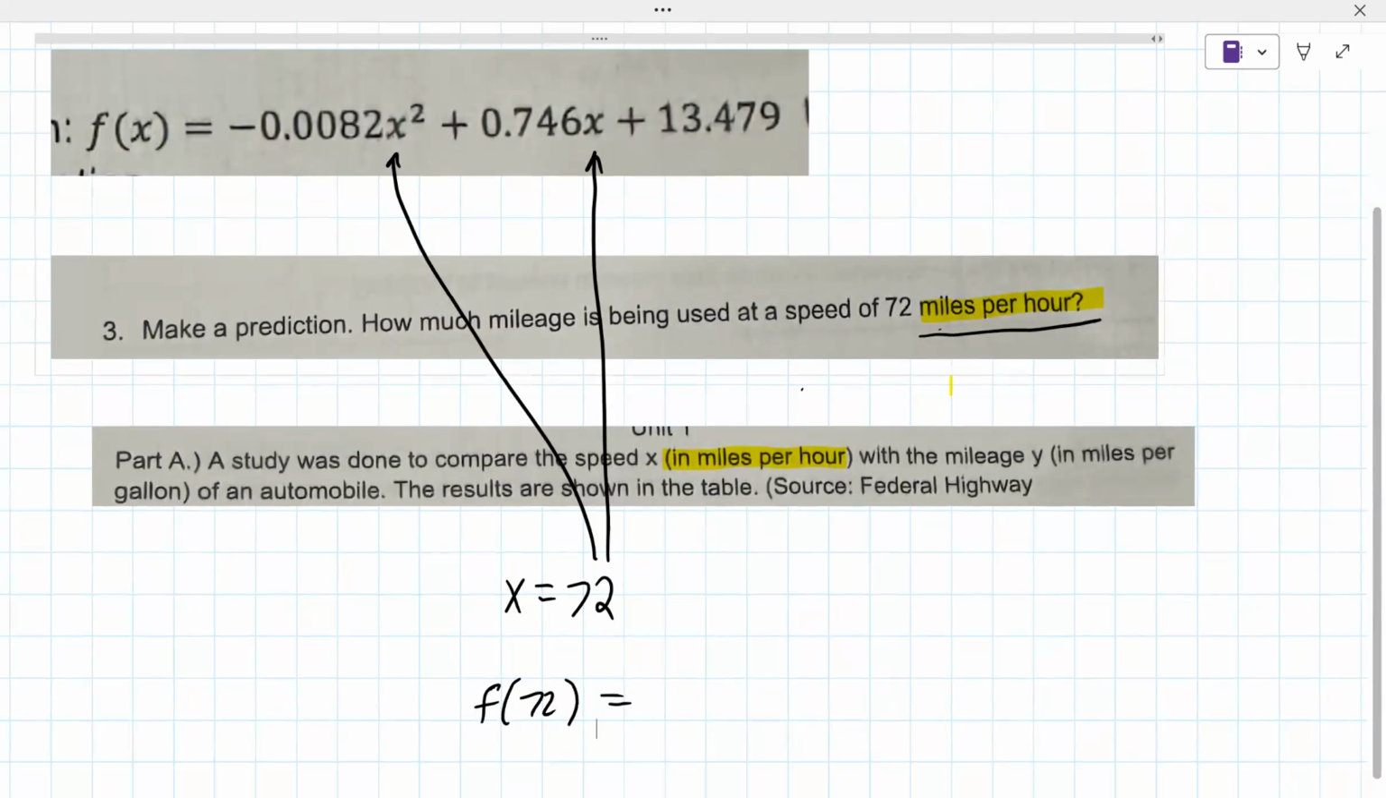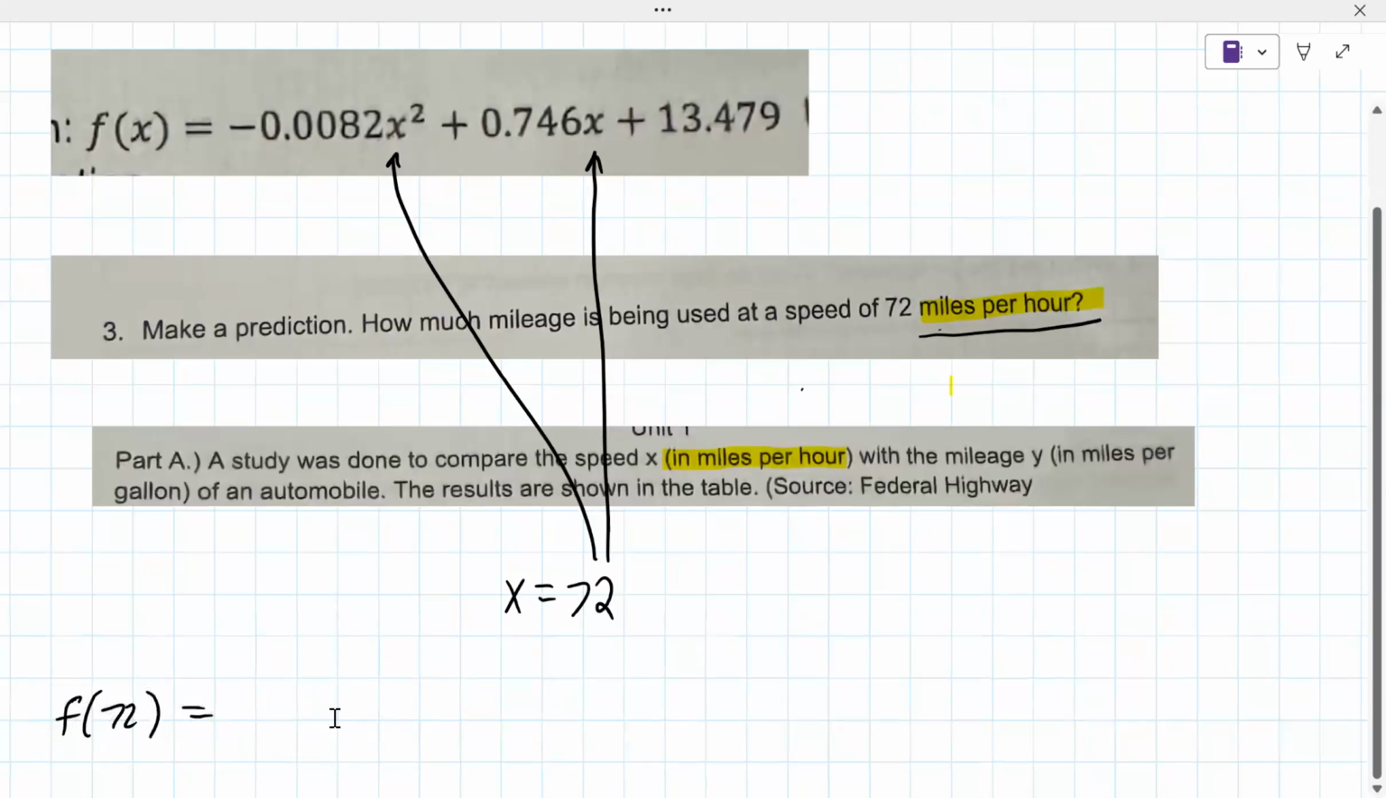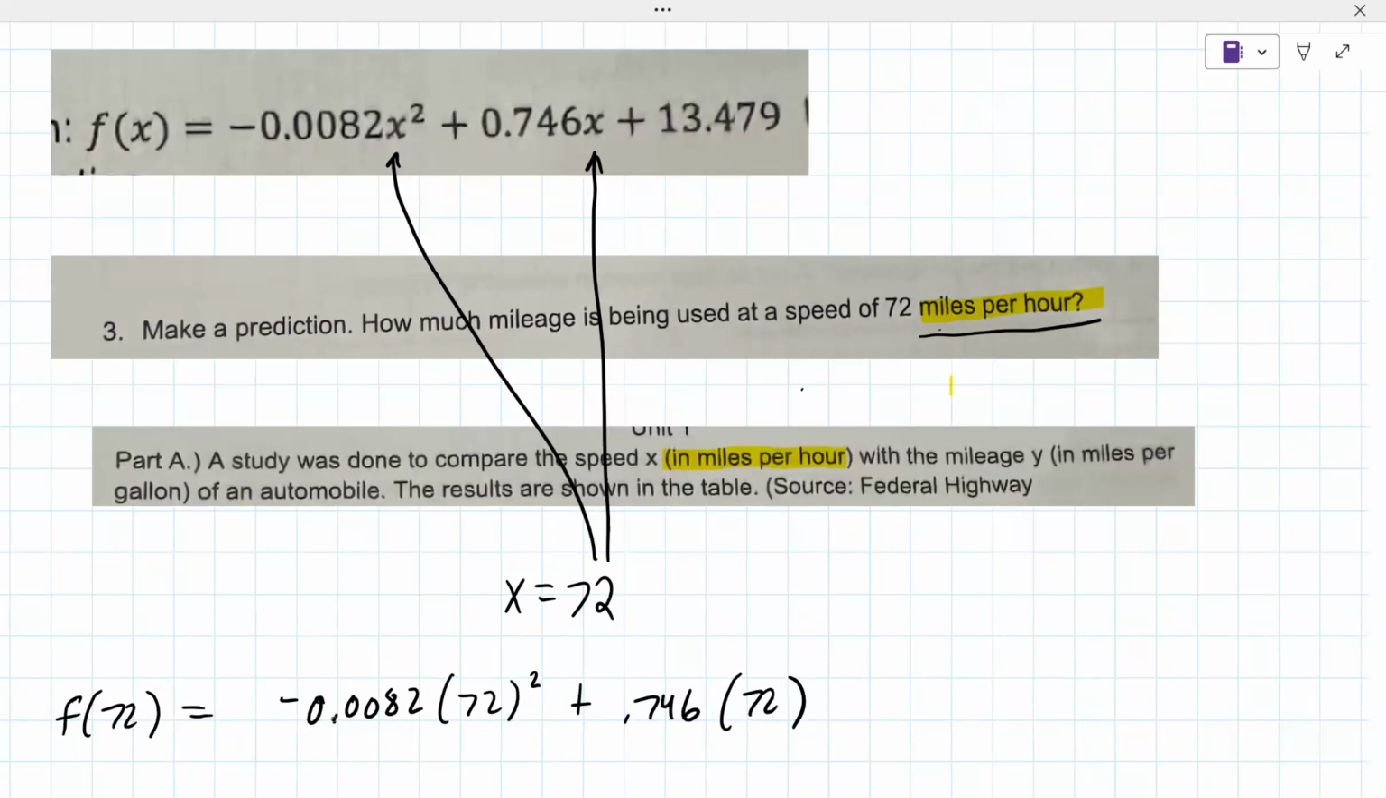So you want some help in how to enter this in your calculator? Yeah, this calculator is very hard. Okay, so here's how you enter it in your calculator. You put negative 0.0082 parentheses 72 squared plus 0.746 parentheses 72 plus 13.479.